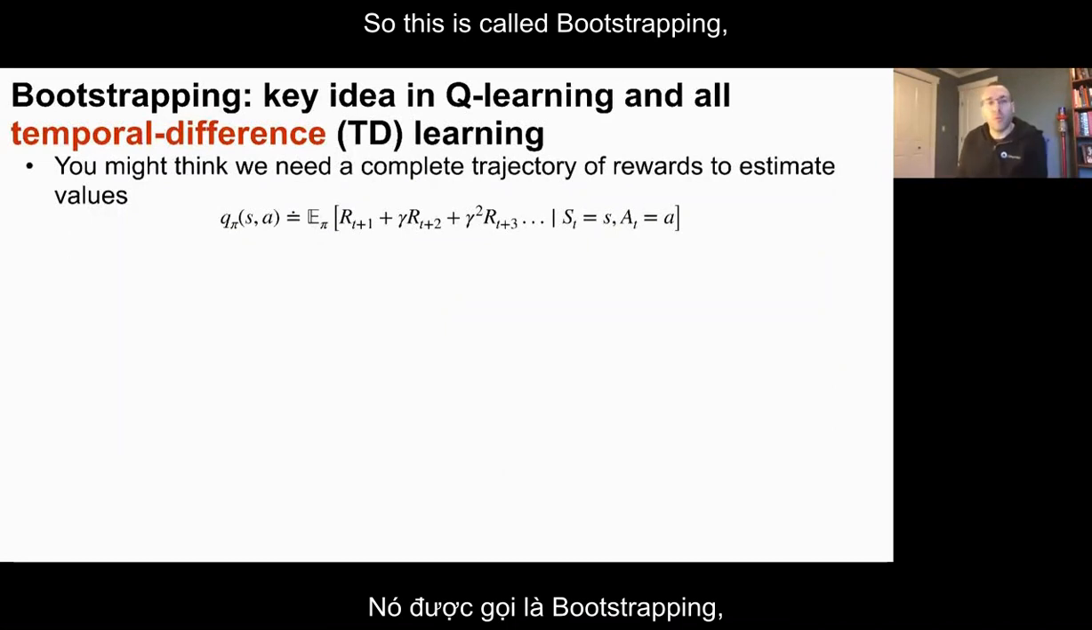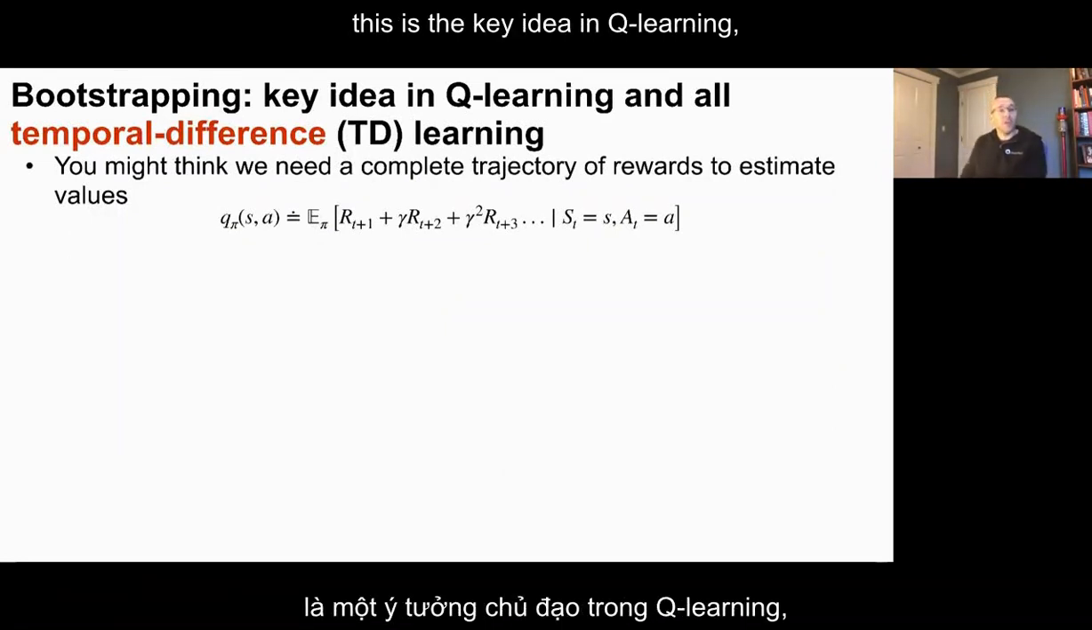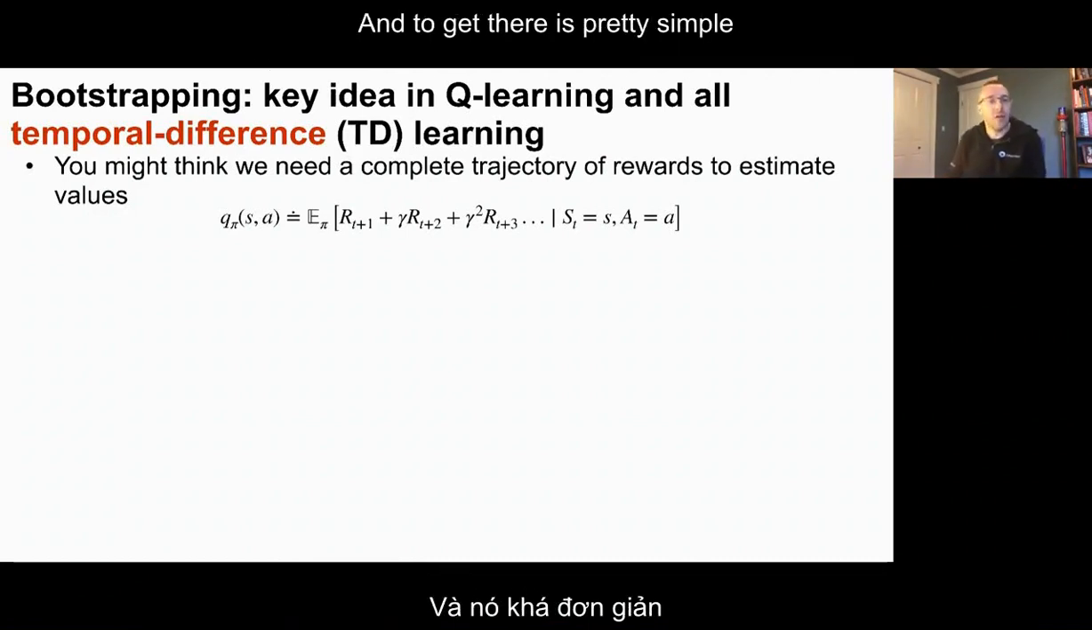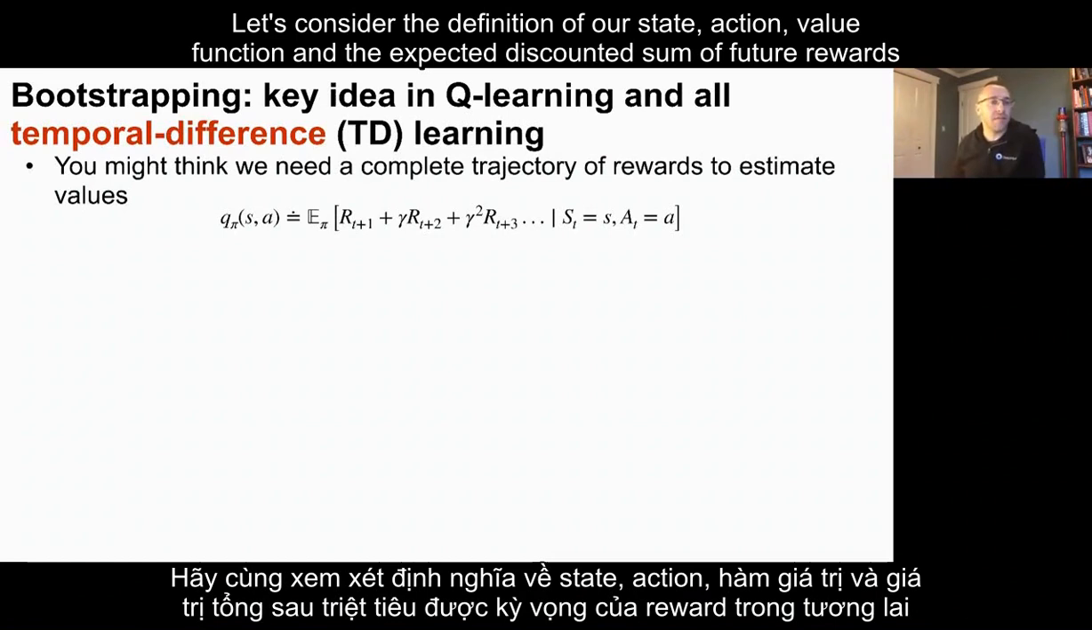This is called bootstrapping. This is the key idea in Q-learning, and in fact, all of temporal difference learning. It's probably the main idea of reinforcement learning. And to get there is pretty simple. Let's consider the definition of our state-action value function. It's the expected discounted sum of future rewards.